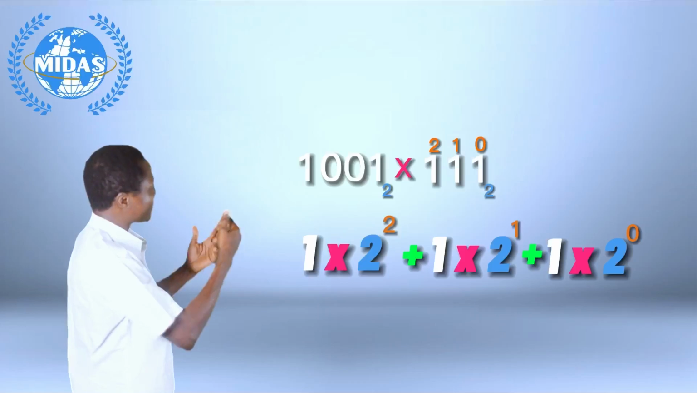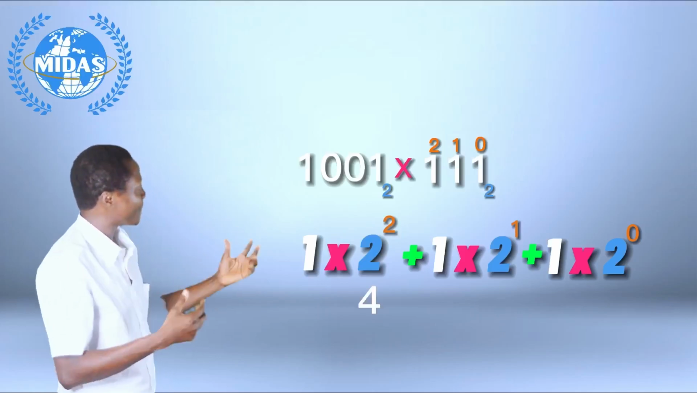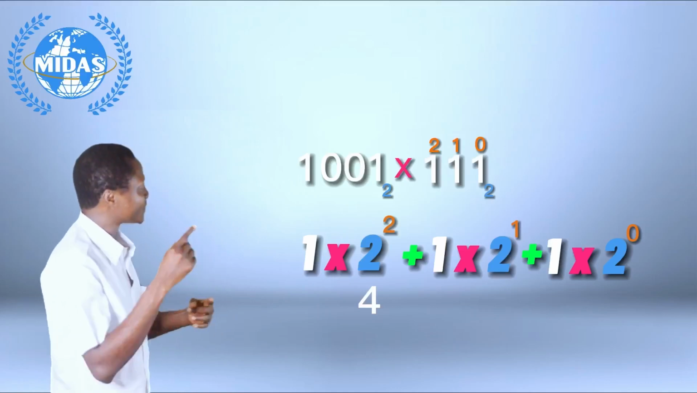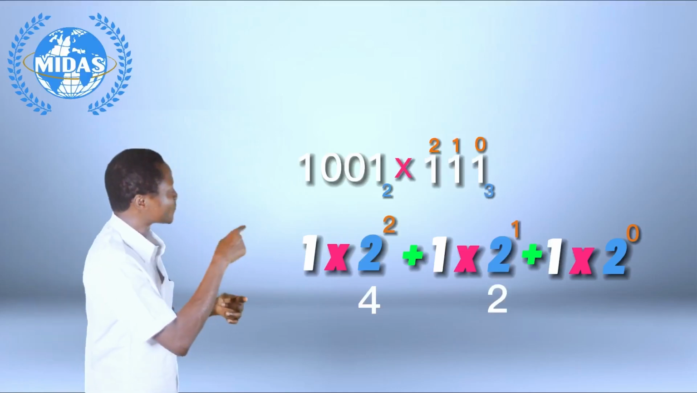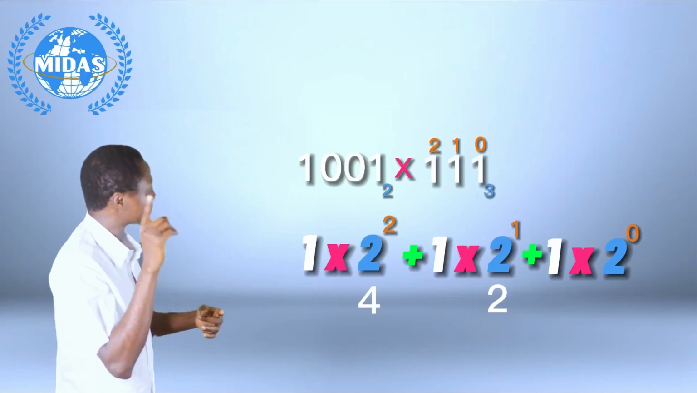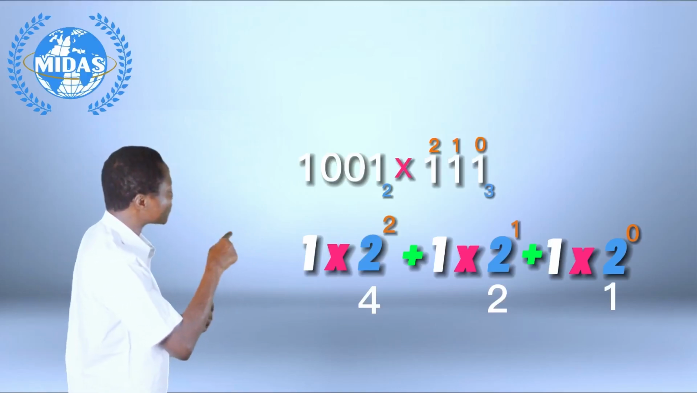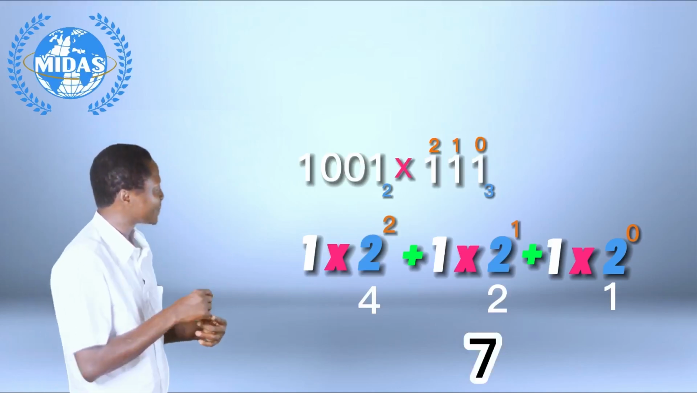So 1 times 2 raised to power 2 is 4. So 4 times 1 is 4 plus 1 times 2 raised to power 1, which is 2, plus 1 times 2 raised to power 0. 2 raised to power 0 is 1. So 1 times 1 is 1. So what you have is 4 plus 2 plus 1, which is 7. So what you have now is 7.